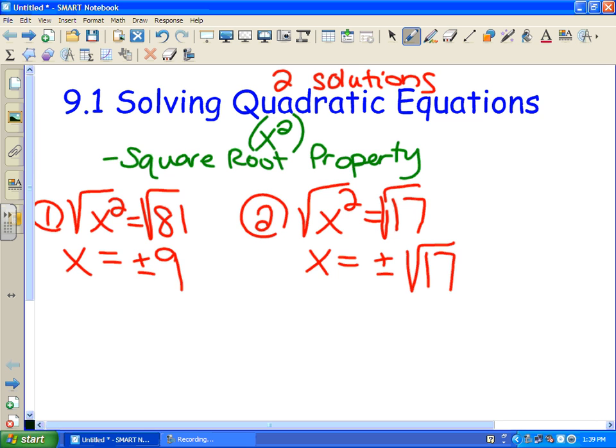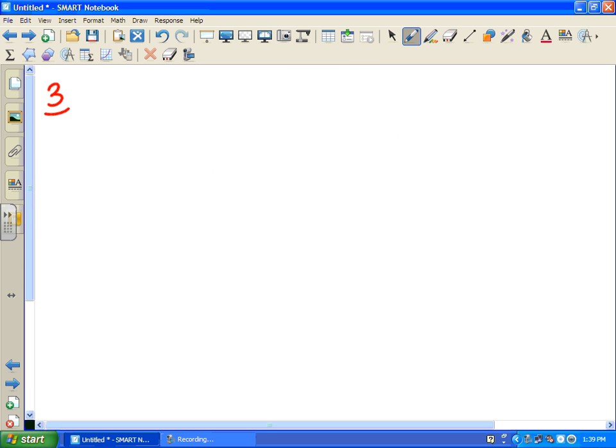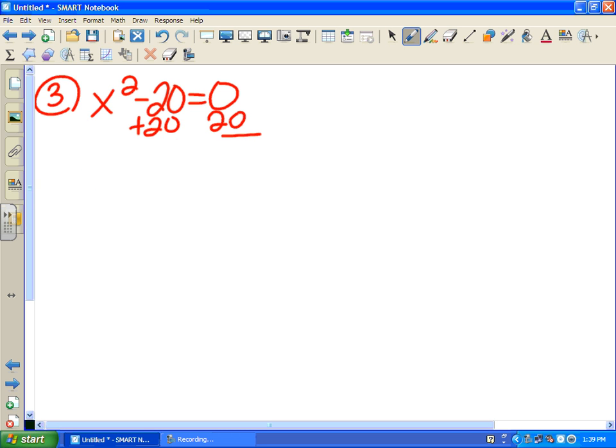Okay. Next problem. X squared minus 20 equals 0. Okay, so if it's not just x squared equals, then the first thing you'll do is try to get the x squared by itself. So we'll add 20 to each side. You get x squared equals 20.